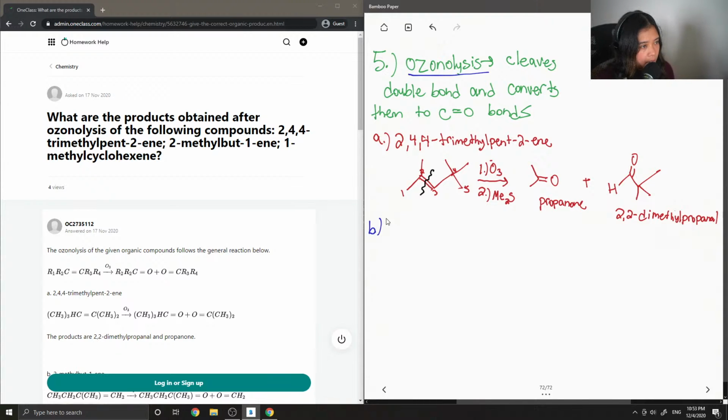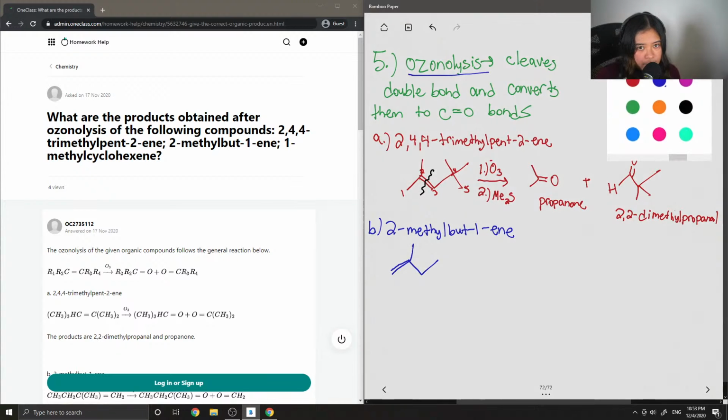Let's do the same thing for the next compound, 2-methyl-but-1-ene. So I'm going to draw my parent chain, which is 4 carbons long. There is a double bond on carbon 1, and on carbon 2, there is a methyl group. Again, I'm just going to show where my double bond will be cleaved, and then write down my reagents.